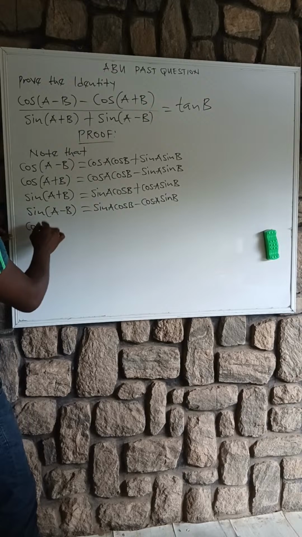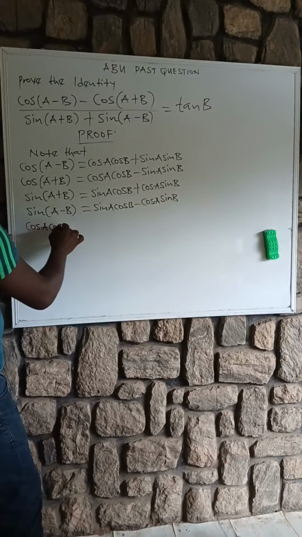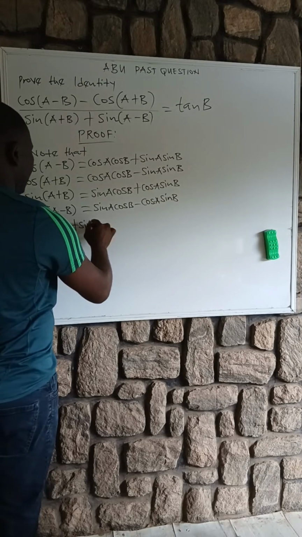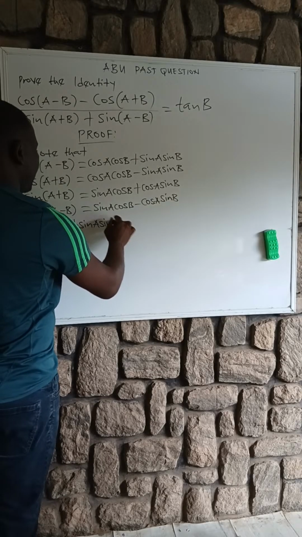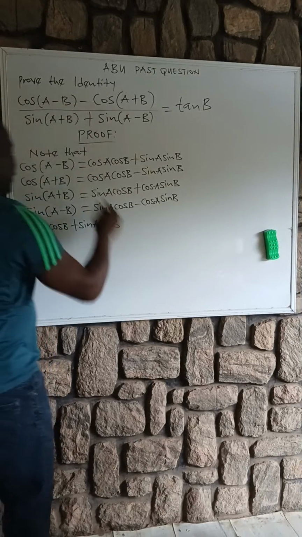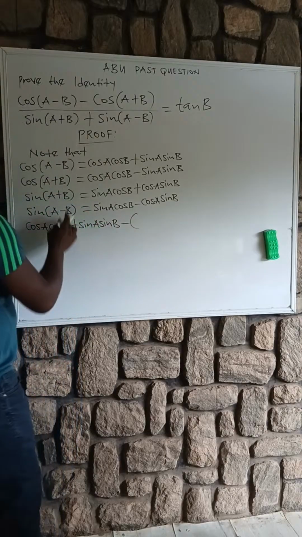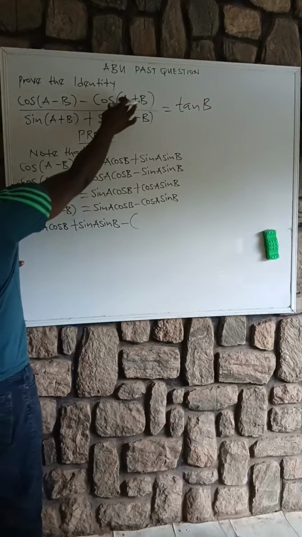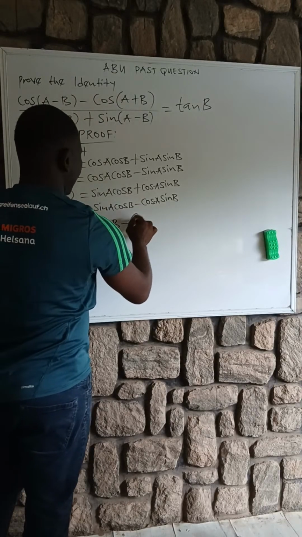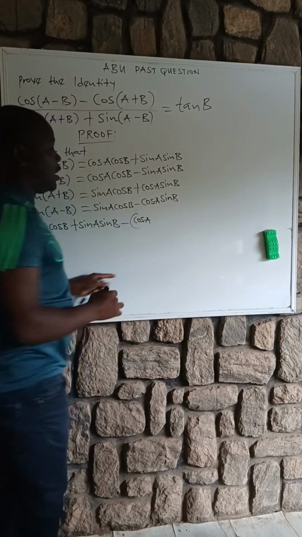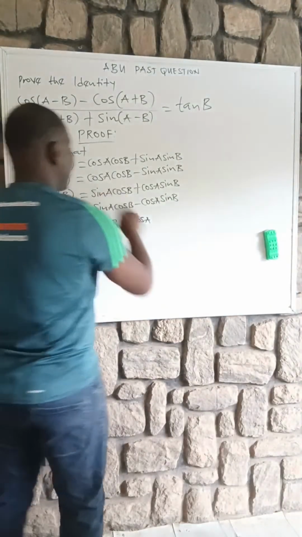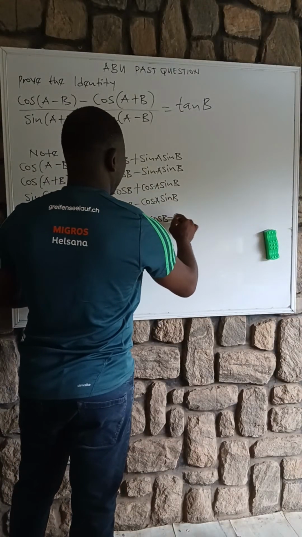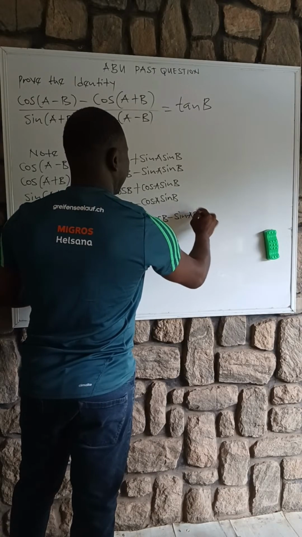Here will be cos A cos B plus sine A sine B. Then what is here? Minus, open brackets. Because of this negative sign, you must put brackets. So here, we write this. Is that clear? Cos A cos B minus sine A sine B. Please help me share what you are learning now. Try and help a friend.